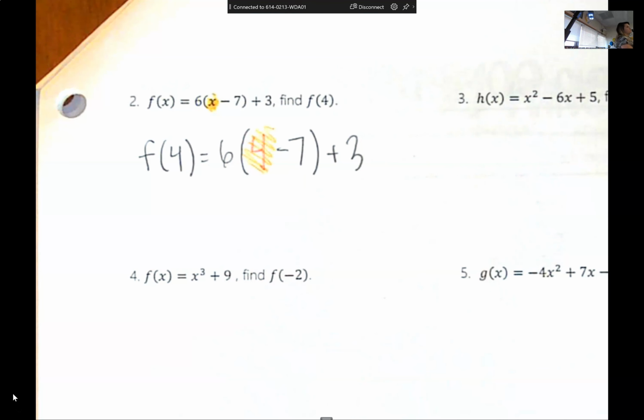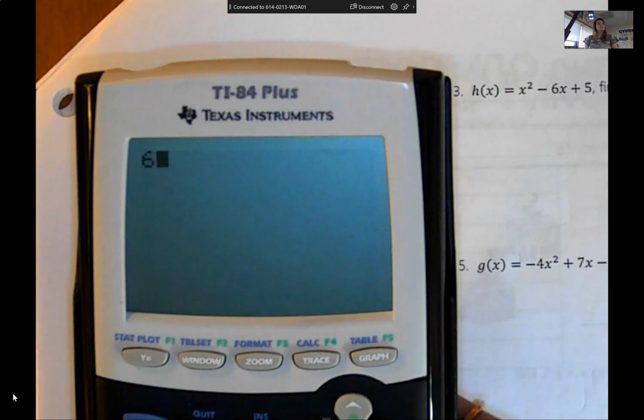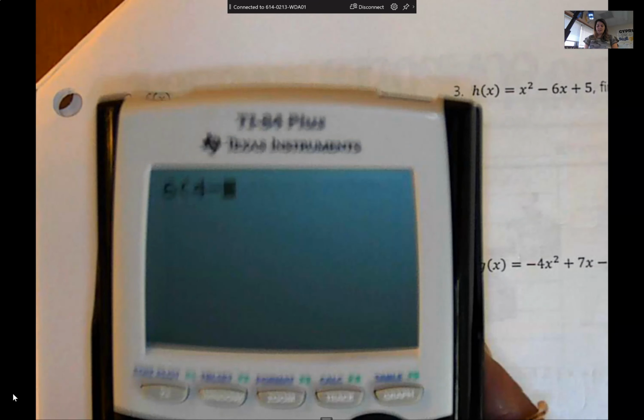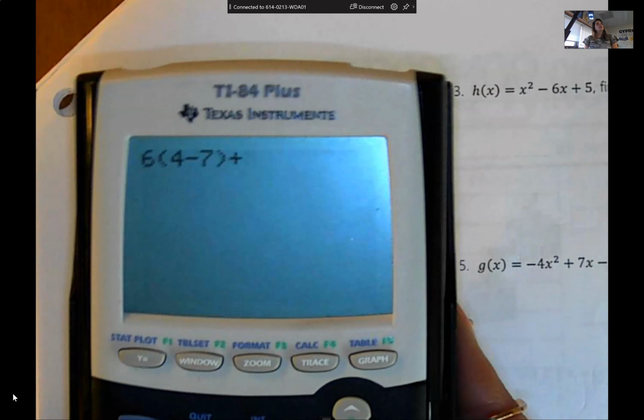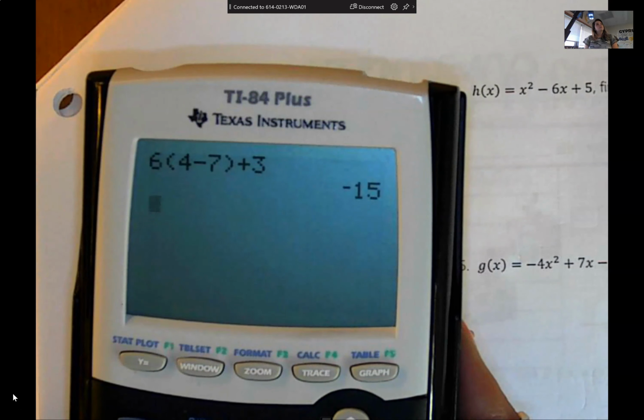So everything in pencil was the original function, and then this 4 was what I plugged in for the variable in the function. Now, based on last time, I know that I have all the buttons that I need to enter this in. So into my calculator, I can just hit 6, parenthesis, 4 minus 7, parenthesis, and then add on to the very end a 3. Great, -15.